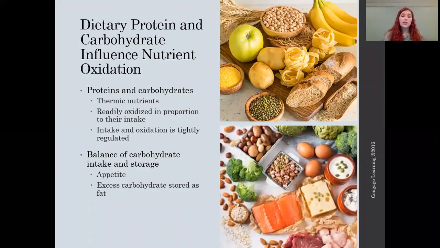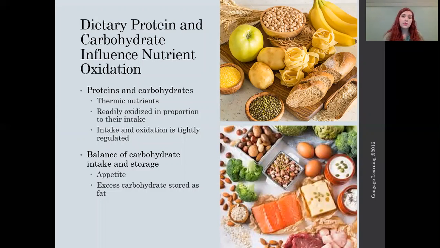Protein and carbs also play a role in the oxidation of nutrients. These are both thermic nutrients, which means they generate heat within the body. They're readily oxidized in proportion to their intake. So that means that the oxidation of these nutrients is about level with the intake, meaning that excessive amounts are not typically stored within the body. And the intake and oxidation of both of these is tightly regulated within the body.